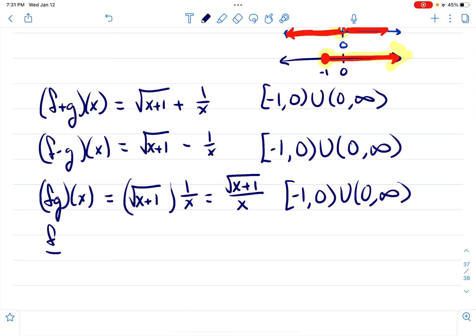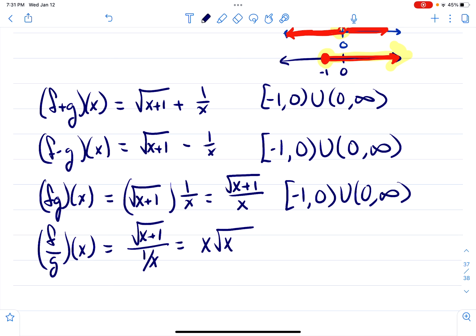And then we get to f divided by g of x, which is equal to the square root of x plus 1 all over 1 over x. We said we don't like to divide with fractions, so we flip and multiply, and it actually becomes x times the square root of x plus 1. Now, here's the big hiccup. When people see this, all of a sudden we don't have a fraction anymore. So we go, wait a minute, can we now include 0? We don't have a denominator, so can we?